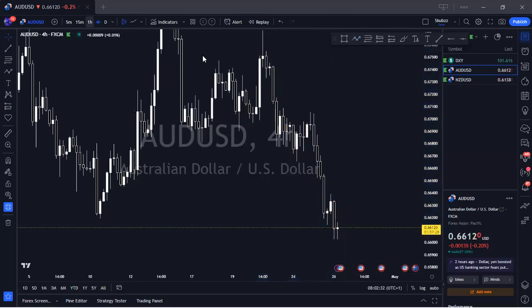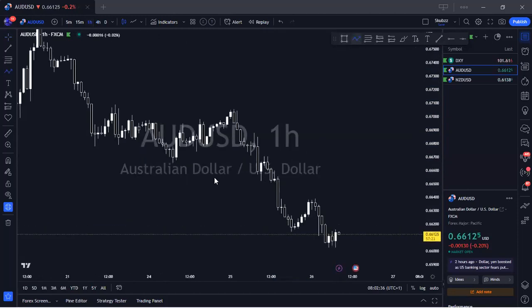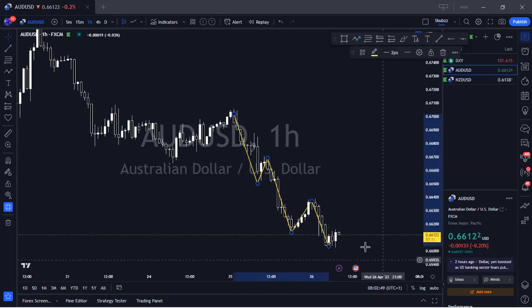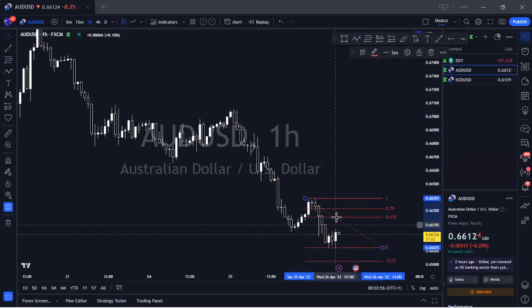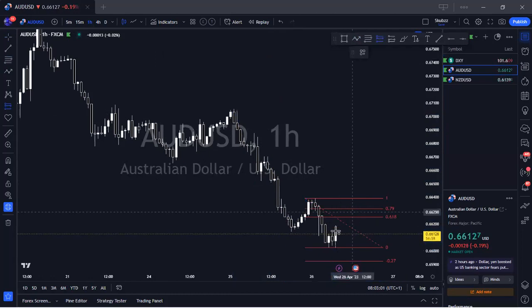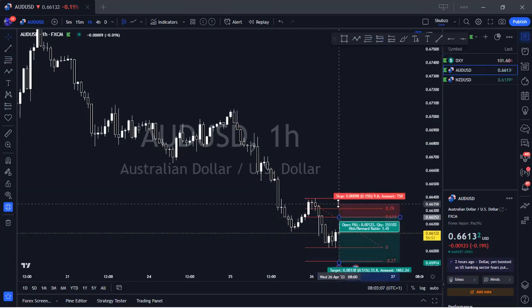So now let's go to the 1H and make sense of it. Price created a lower low yesterday. We had this small retest, a lower high, a lower low, a lower high, and then price created another lower low here. Ideally, I would plot our fib from here to here and wait for price to touch that 0.618 Fibonacci level for a sell. That's basically what we can look out for this morning. Let's see how it plays out.